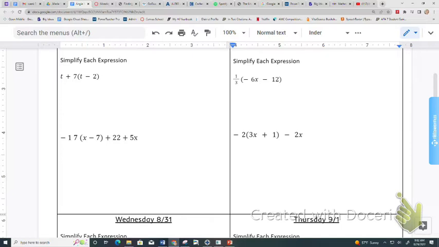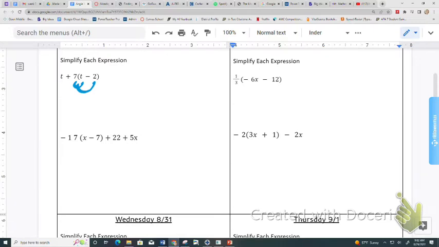Now, can I put together the T and the 7? Can I put together the T and the T as 2 T's? No. What do I need to do first? I need to get rid of the what? Parentheses. Yeah. Okay. So I want you to show how you draw those little lines to show you're going to do the distributive property, okay?